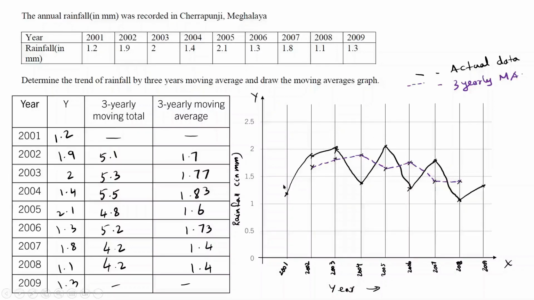When we see the actual data, we do not get any meaningful idea. But when we see the 3-yearly moving average, we can note that there is a slightly downward trend over the period.